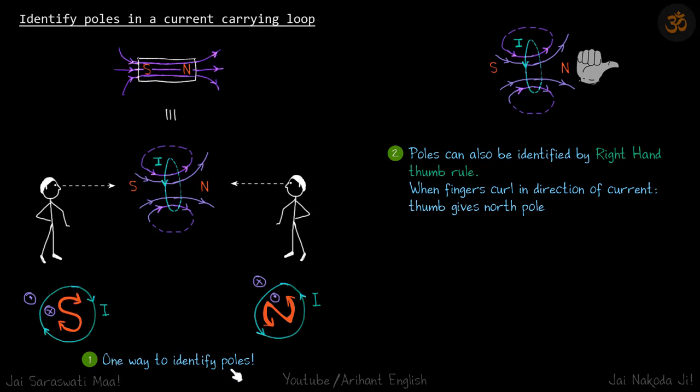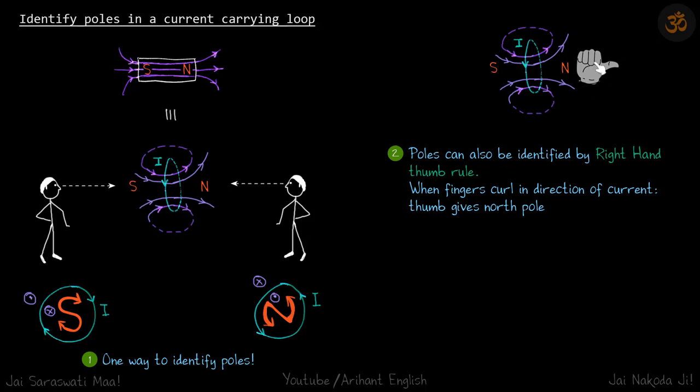So this is one way to identify poles, but we will not do it like that. We will do it like this. Poles can also be identified by the right hand thumb rule. When fingers curl in the direction of current, the thumb gives the north pole. So if you see here, you curl the fingers in the direction of current and the thumb will give the direction of the north pole. We are going to use this convention always.